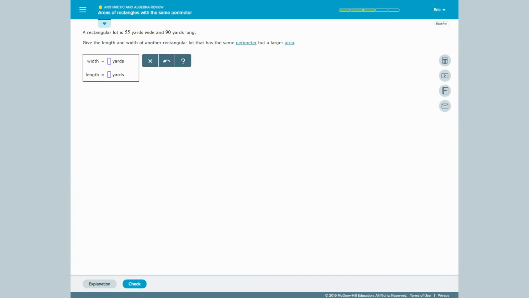Areas of rectangles with the same perimeter. A rectangular lot is 55 yards wide and 90 yards long. Give the length and width of another rectangular lot that has the same perimeter but a larger area. I'm going to try to condense the math down in this, but I personally find it useful. If you did not know, a square is just a rectangle where the length and the width are equal. So in this case, if this was my square, the length would be, let's just say 2, so the width would also be 2. That's all a square is.